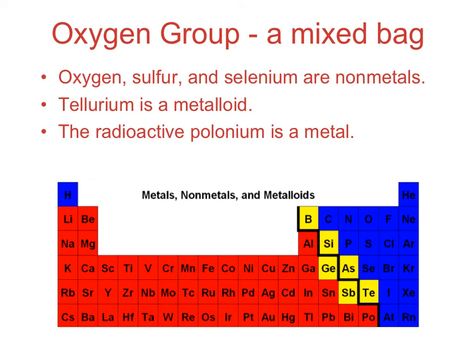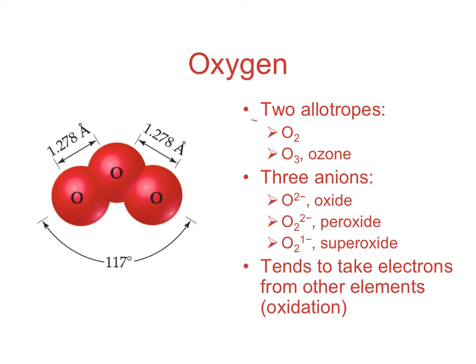Oxygen group is a mixed bag of elements. This is group 16, sometimes called 6A. If you think about it, oxygen, sulfur, and selenium are nonmetals. Tellurium is a metalloid. Polonium is a radioactive metal, so it's really a mixed bag. Oxygen is interesting in that it has 2 allotropes, and an allotrope means that it's got 2 different forms, 2 different arrangements of atoms that it will naturally occur in. The most common that we're familiar with is oxygen, O2. It's a diatomic molecule. But ozone is also another allotrope of oxygen.